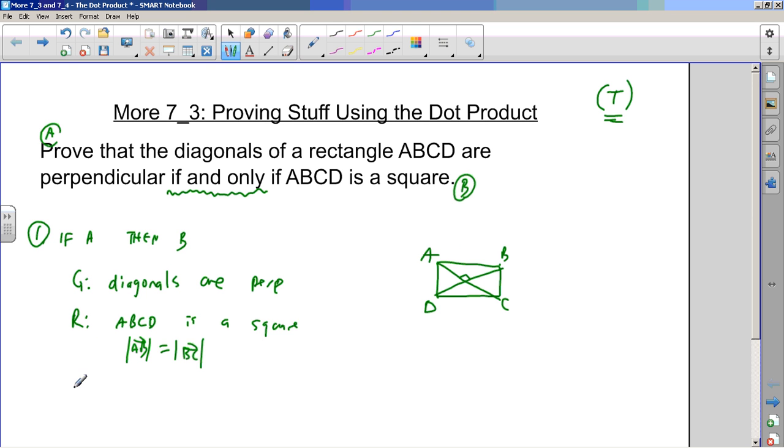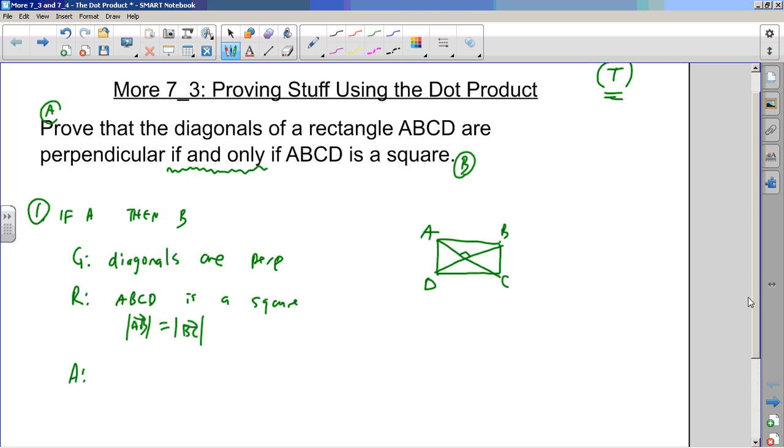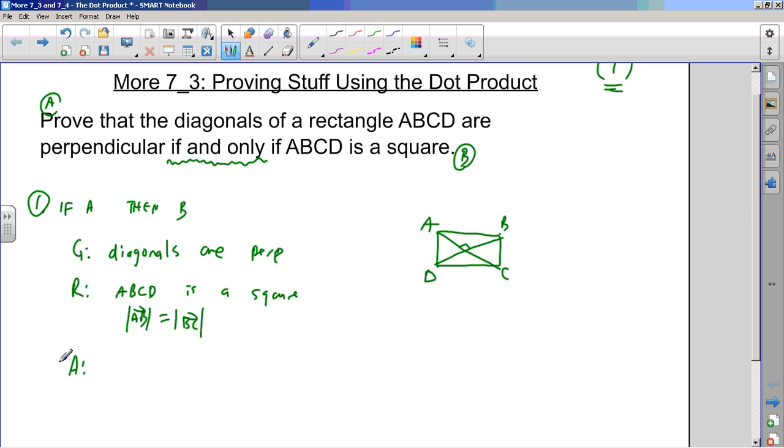In my analysis stage, remember G for given, R for required, A is analysis, or kind of the brainstorming thing. What am I going to use? Well, diagonals are perpendicular doesn't really help me as far as math is concerned. Let's change that to a math statement. That the diagonals are perpendicular tells me that the dot product is 0, right? And so this is going to be our given fact that we use.